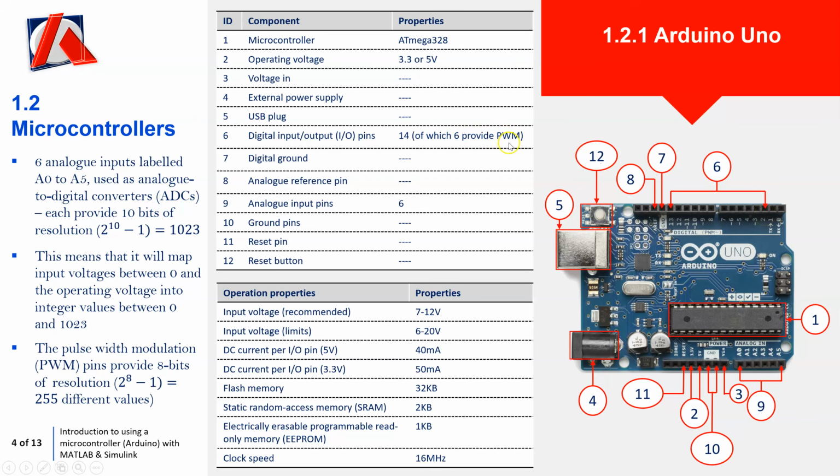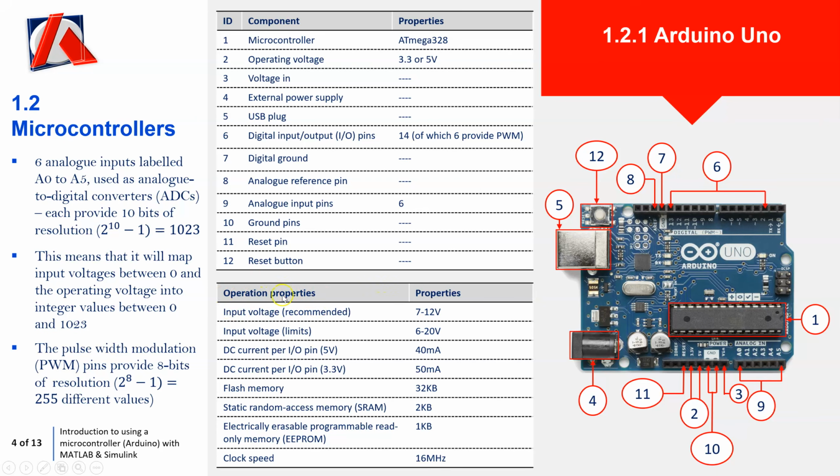6 of these are pulse width modulation, PWM, and we'll cover that in a little more detail in the next lecture. Digital ground, pin 7, analog reference pin 8. ID 9 is analog input pins, and there's 6 of them. If you're using an analog sensor, for example a temperature sensor, you can hook up your sensor here to bring the information into the microcontroller.